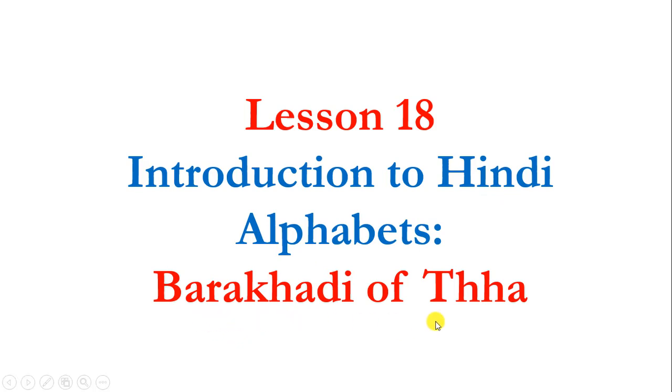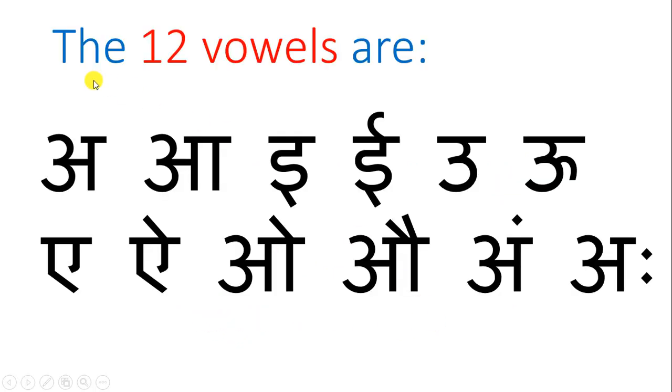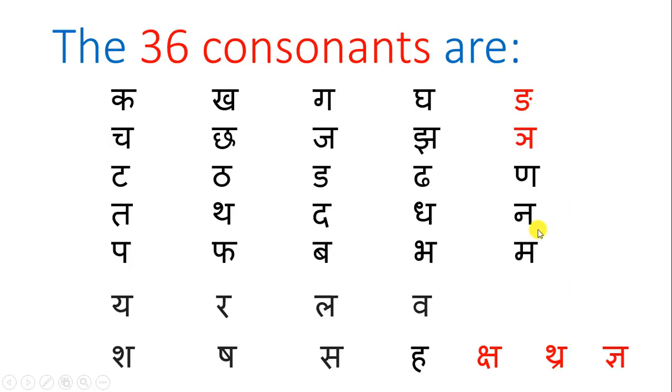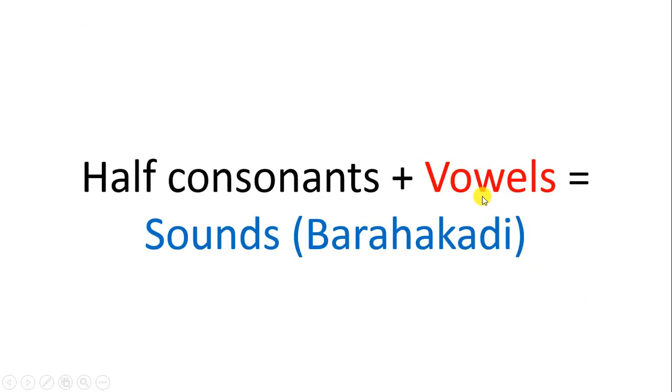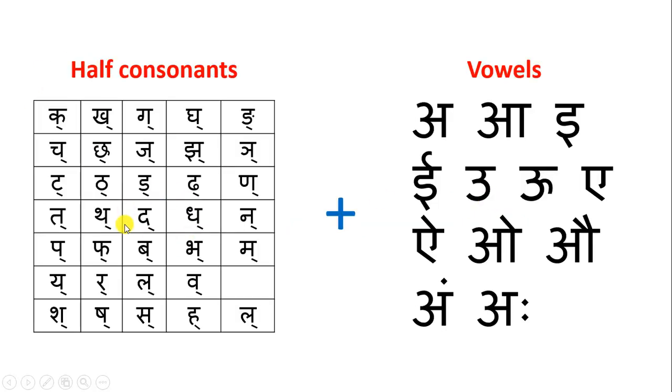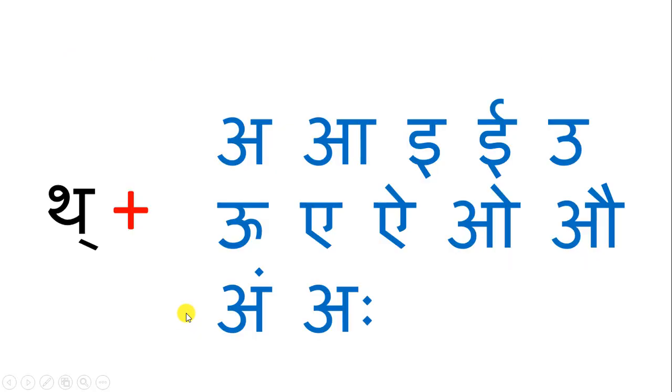This is lesson 18 of Introduction to Hindi Alphabets, and in this lesson we will learn about the Barhakadi of Th. We know about the 12 vowels of Hindi: A, A, I, E, U, E, I, O, Au, and Aha. And we know about the consonants too, right? We know that we get different sounds when a half consonant gets added to a vowel. In this video, we will see what sounds we get when we add this half consonant or root consonant to all these vowels.